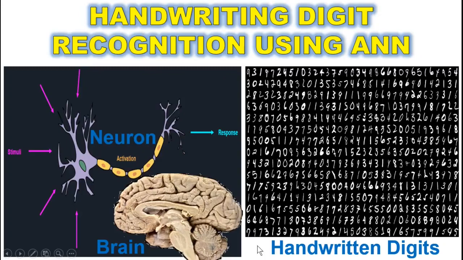The artificial neural network simulates the neurons in our brain to learn to recognize or classify handwritten digits from 0 to 9.